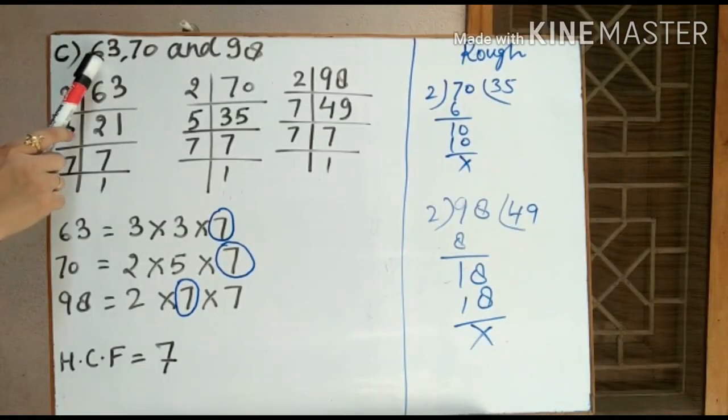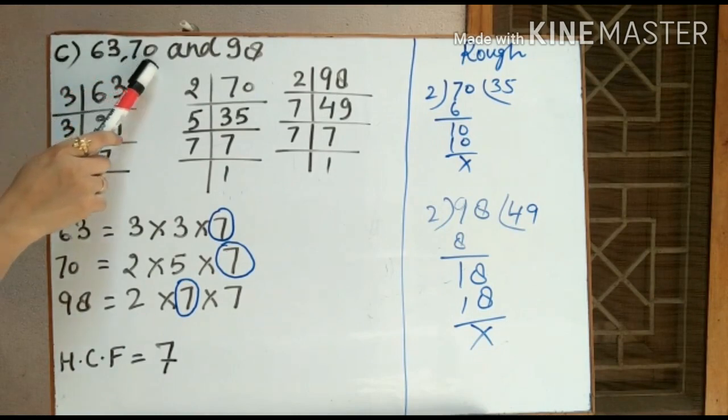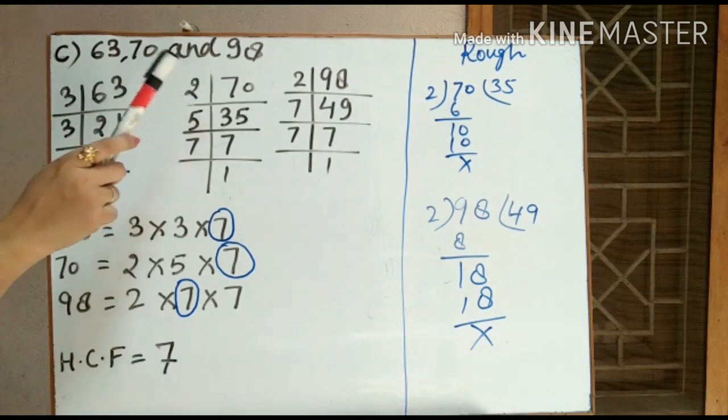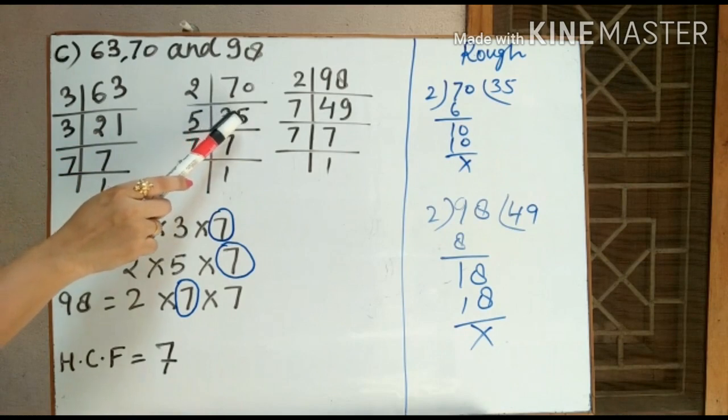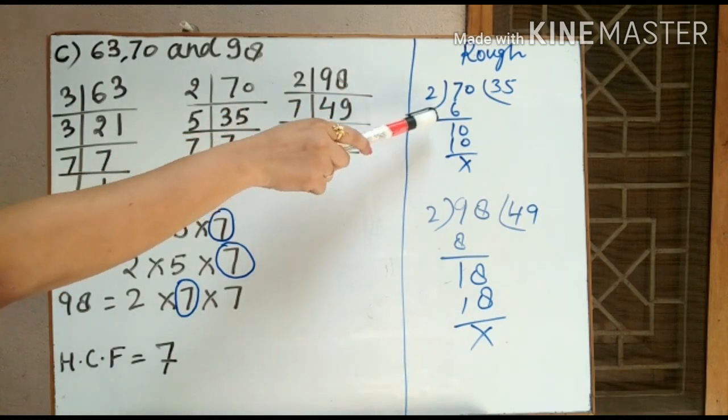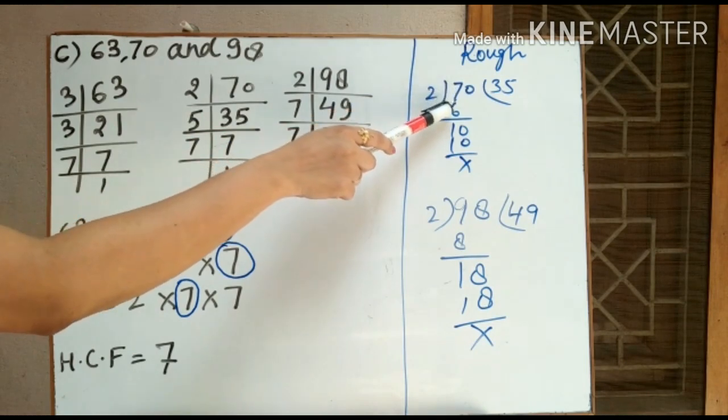Now see, the numbers are 63, 70 and 98. We will solve C just like A and B. Factors of 63, and we know that 63 is divided by 3. 3 2s are 6 and 3 1s are 3. Here 21. 3 7s are 21 and 7 1s are 7. Similarly 70. 2 3s are 6 and 2 5s are 10. I have told you, if you have a problem writing directly, you can do rough work inside. 2 3s are 6, 7 minus 6 is equal to 1.